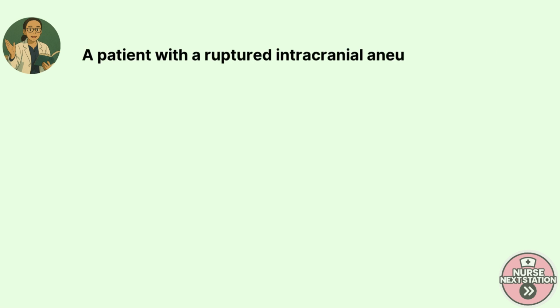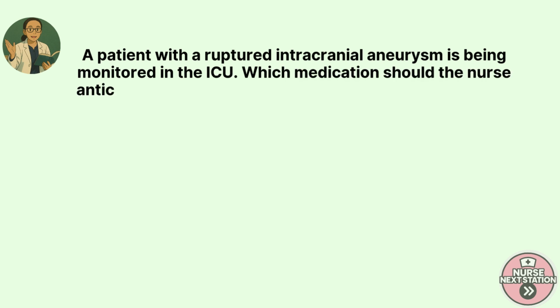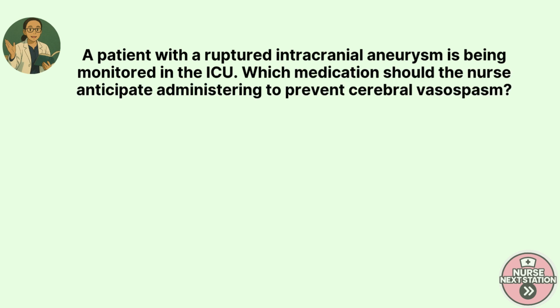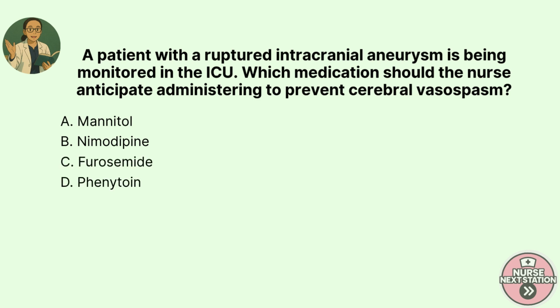Next, a patient with a ruptured intracranial aneurysm is being monitored in the ICU. Which medication should the nurse anticipate administering to prevent cerebral vasospasm? A. Mannitol. B. Nimodipine. C. Furosemide. D. Phenytoin.